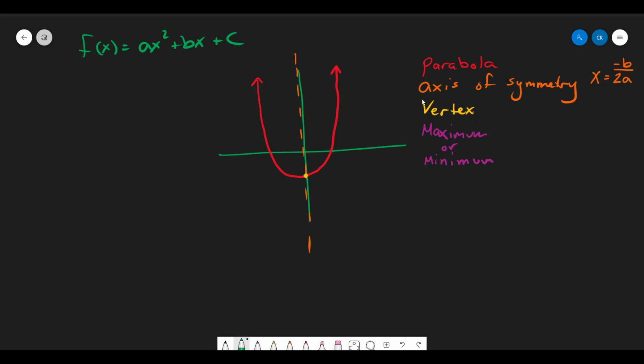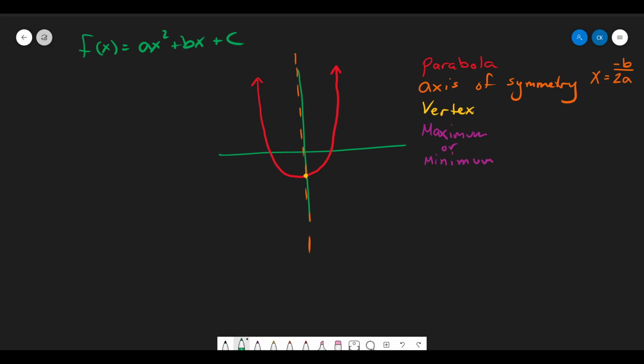All right, vertex we'll always know is the highest or lowest point, and that will also be the maximum or minimum. And we just have to know whether it's a maximum or minimum point. And again, that's pretty simple. If the U opens up, it'll obviously be a minimum point. If the U were to open downwards, it would be a maximum point.